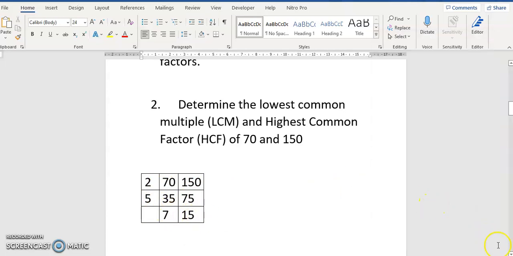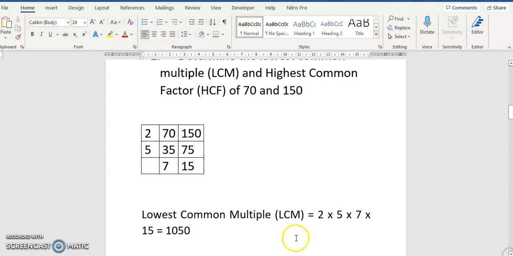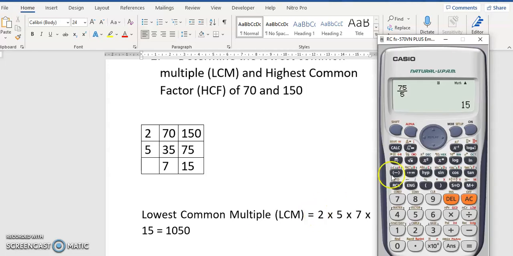So our lowest common multiple is going to be this 2 times 5 times 7 times 15. Why? No number can divide 7 and 15 without a remainder. How did you get it? 2 times 5 times 7 times 15. Then what you are going to do is you multiply them. 2 times 5 times 7 times 15 is 1050.